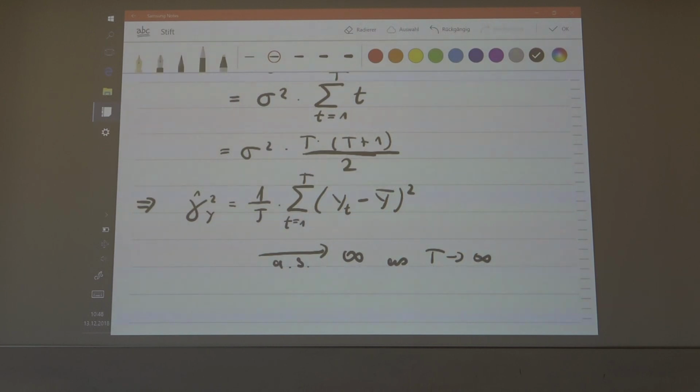So basically the empirical variance of the process explodes. Estimation of the variance is not possible. So there is no way to estimate the variance of the random walk.